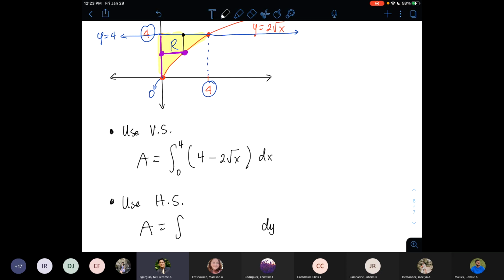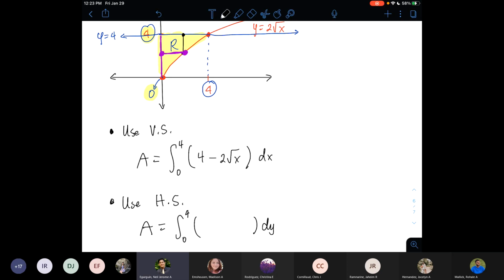And then since I have a dy, I need to bound the y. So I look for the y values where the regions start and when it ends. It will start when y is equal to 0, and it ends when y is equal to 4. It's just a coincidence that the bounds for x are also the bounds for y. Most of the time they would be different from each other.